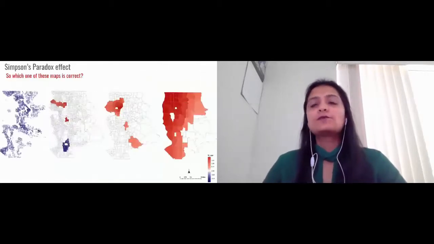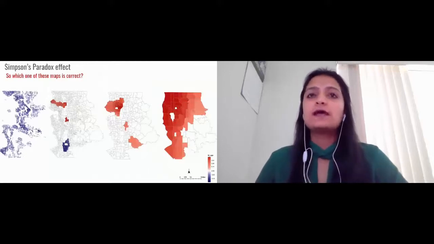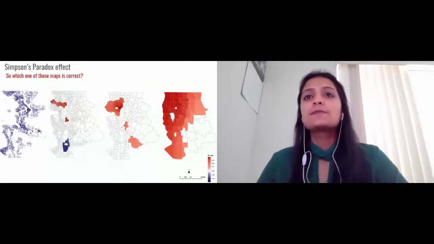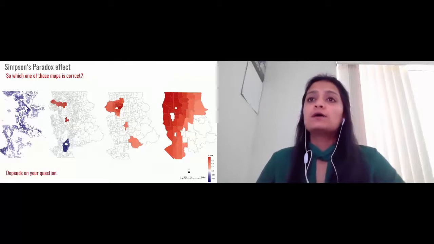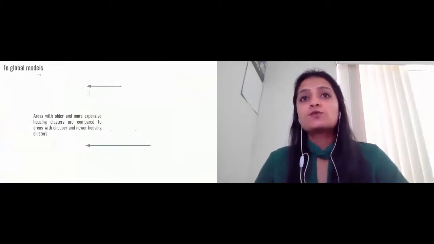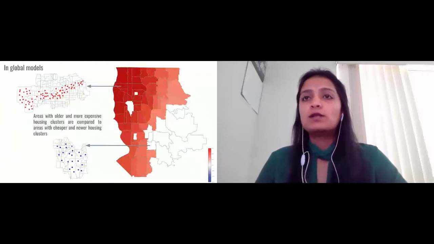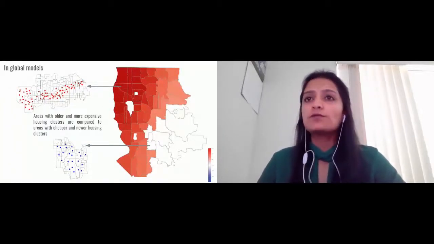So this is confusing, right? Which of these maps should we believe then, and what interpretations can we draw from this? It really comes down to the question that you want to ask. So when all the data are analyzed in a global model, the parameter estimates are based on a comparison of house sales across the whole of King County.